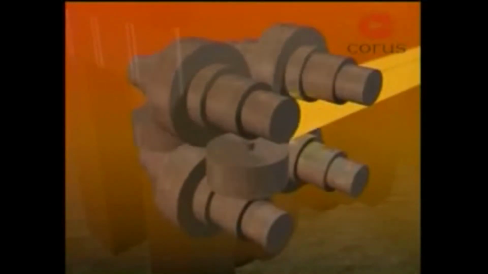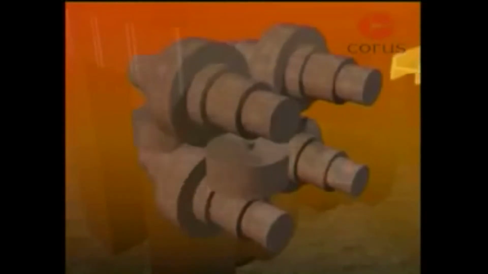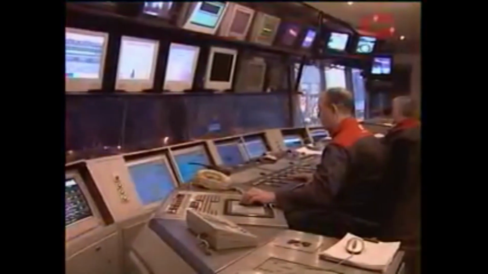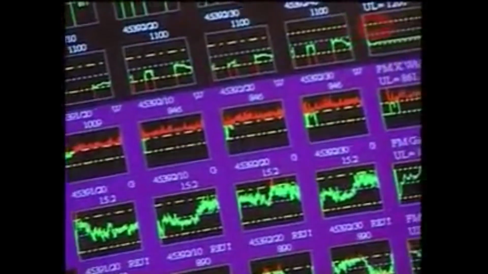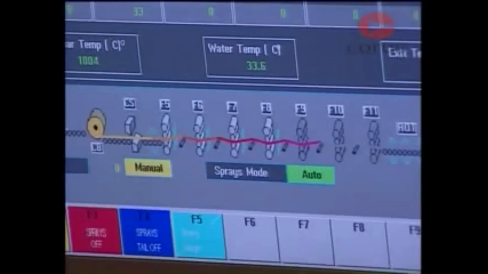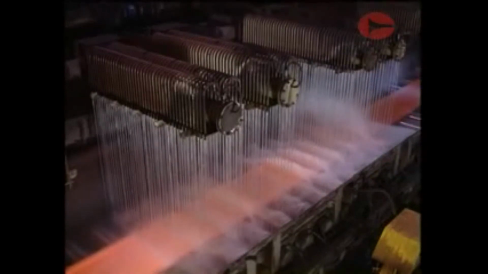Universal beam mills include stands with both horizontal and vertical rolls bearing on the steel simultaneously. Rolling processes are computer-controlled and monitored up to 50 times per second. Despite the huge scale of some mills, accuracy to plus or minus 50 microns can be measured. The rolled steel is then cooled in a way appropriate to its end use and prepared for further processing or dispatch.